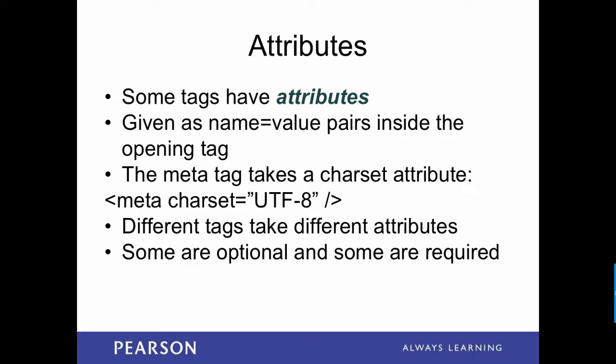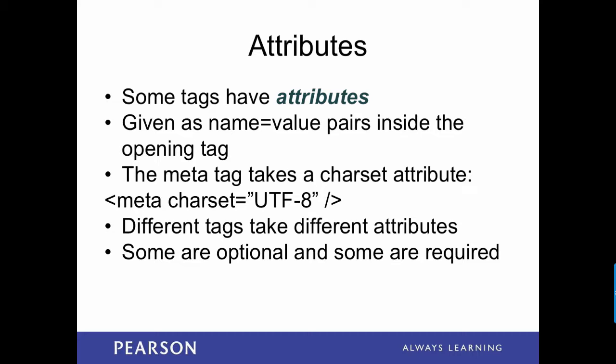Some tags have additional information provided with them, and this additional information is known as an attribute. Tags can have one or more attributes, and they are given after the tag name, but still within the closing angle bracket, as name-value pairs inside of the opening tag. You're not going to see attributes in the closing tags.